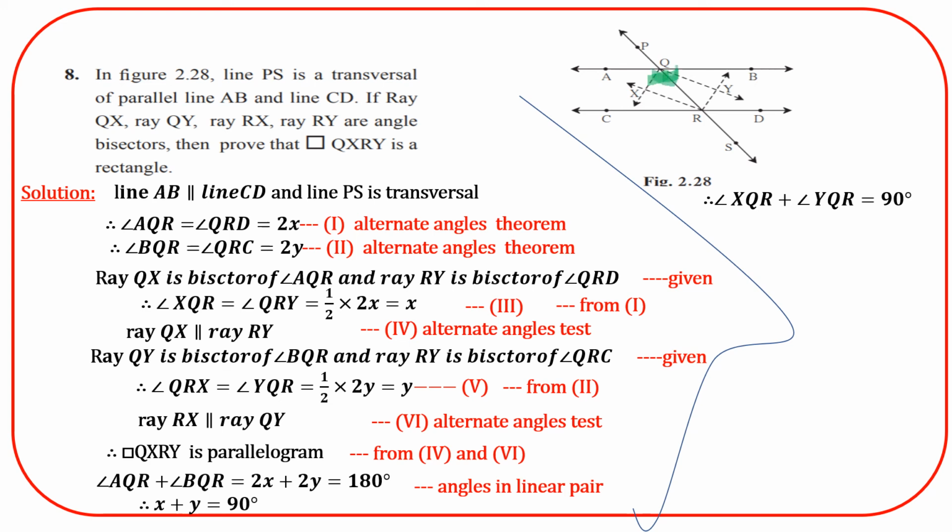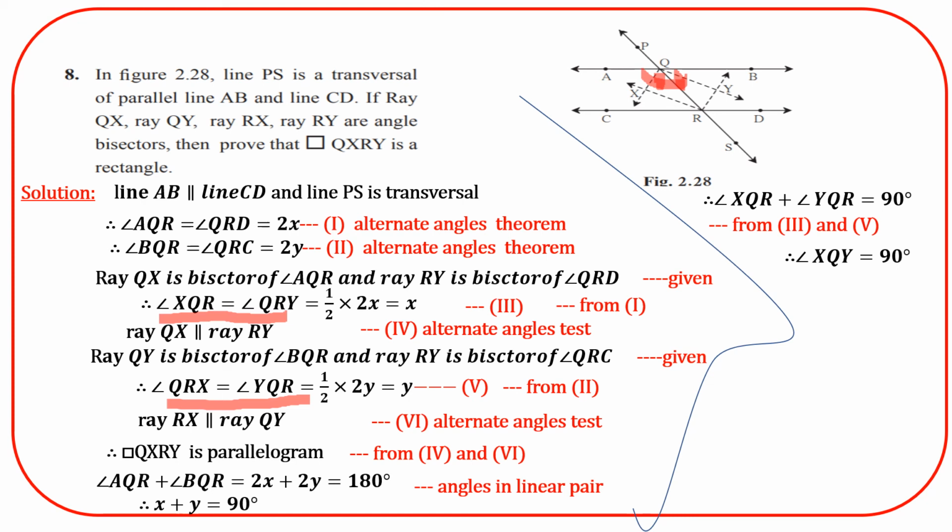Means the sum of these two angles is equal to 90. Angle XQR means this angle and YQR means this angle. The sum of these two is this complete angle Q, that is XQY, from 3 and 5. 3 is these two angles, 5 means these two angles. Therefore, angle XQY is equal to 90 degrees.